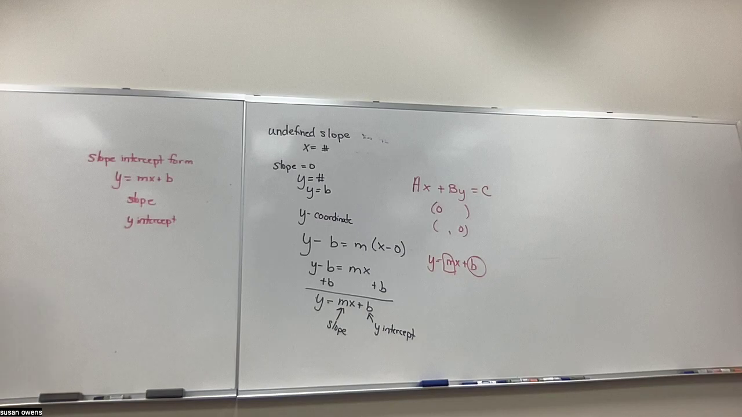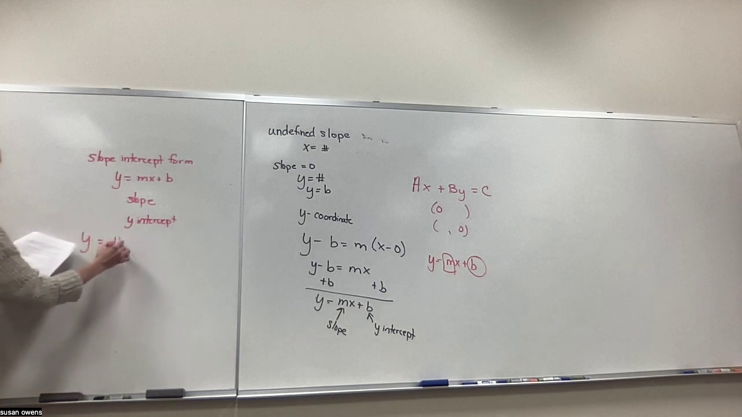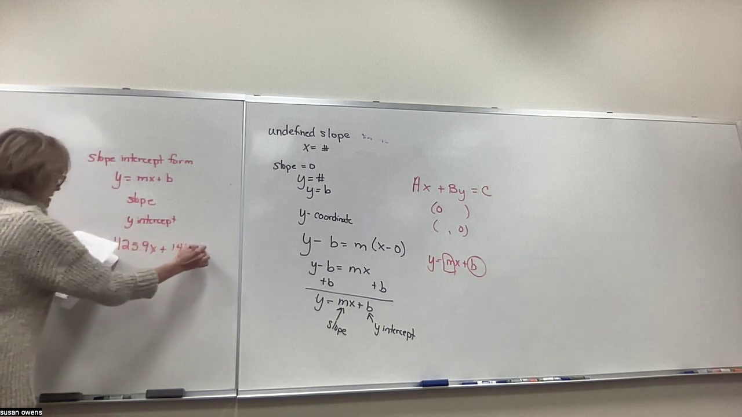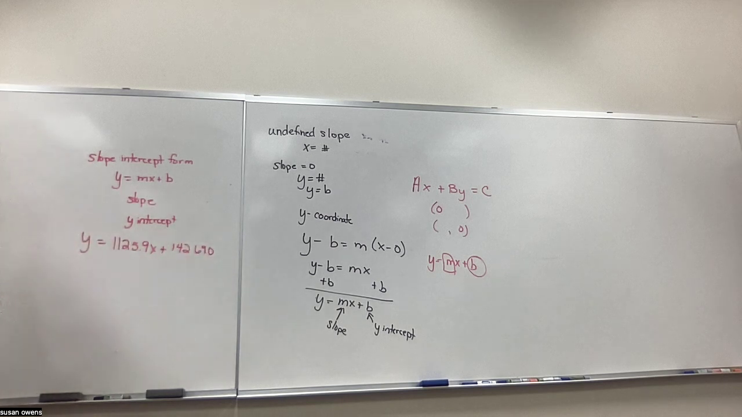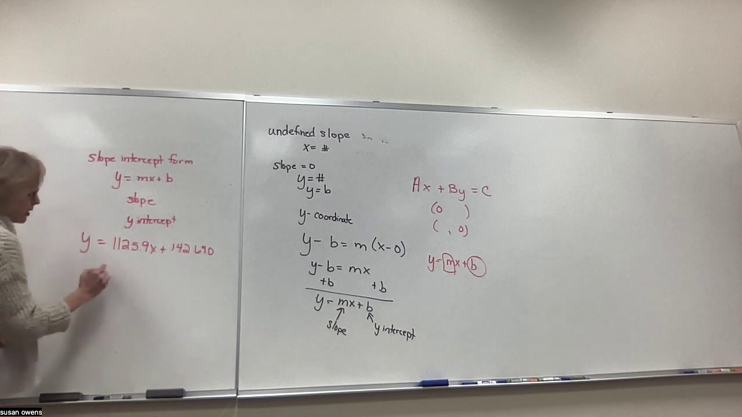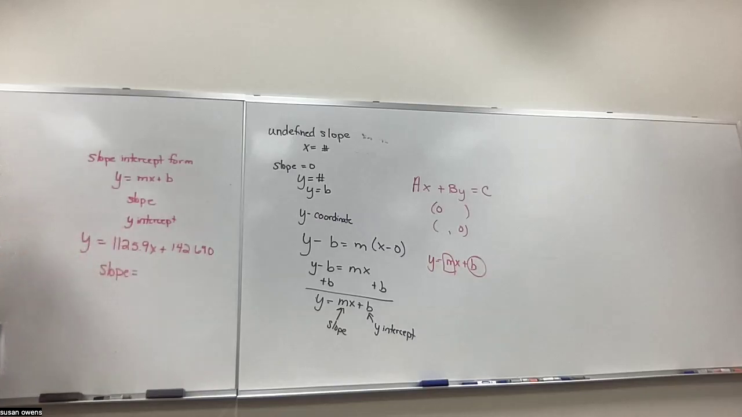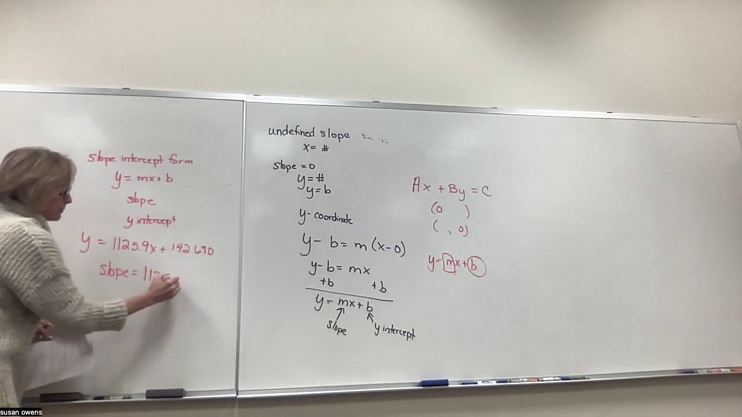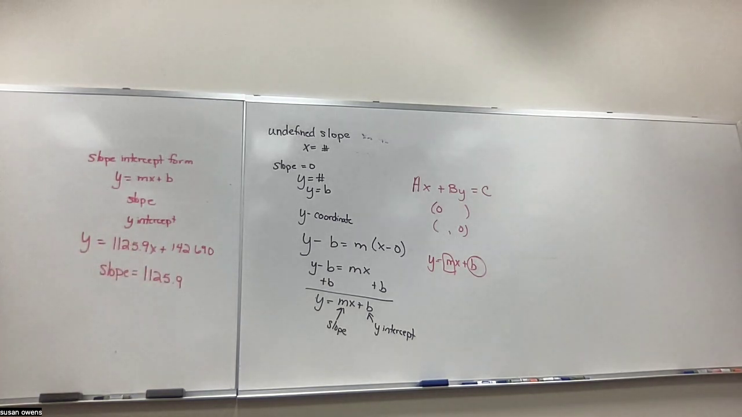The population of guinea pigs in thousands projected from 2000 to 2060 can be modeled by the equation y equals 1125.9x plus 142,690, where x is the number of years after 2000. Find the slope and the y-intercept. So, which of these numbers is my slope? 1125.9. The number in front of the x is my slope. What is the y-intercept?